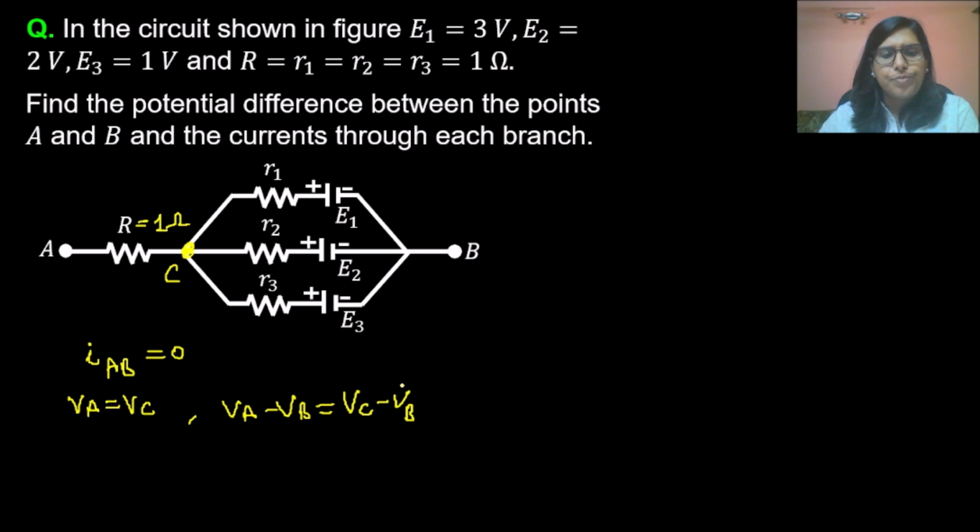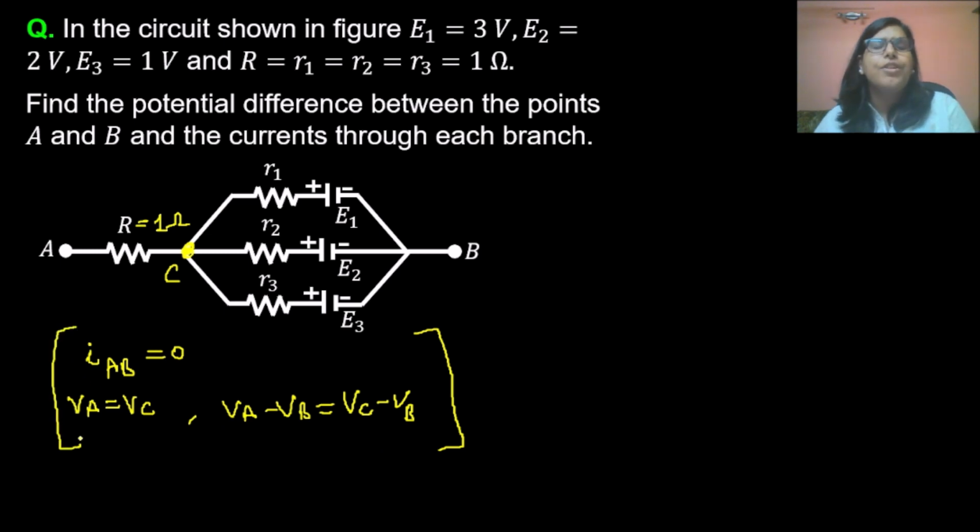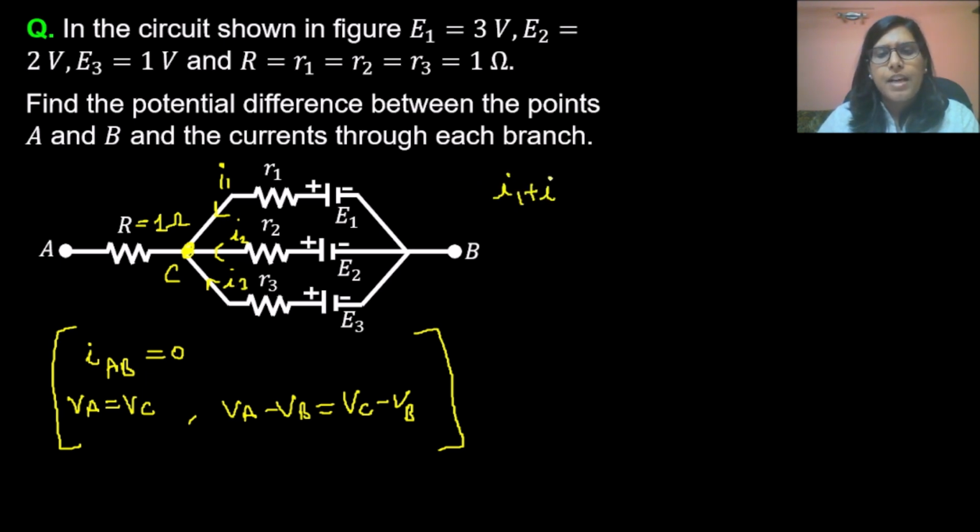First of all, we have to understand this, else we cannot calculate, because this is not a closed loop, so there will be no net current. Now if current in this is I1, in this I2 and in this I3, then the net current I1 plus I2 plus I3 is 0. That means at least one of the cells is charging.